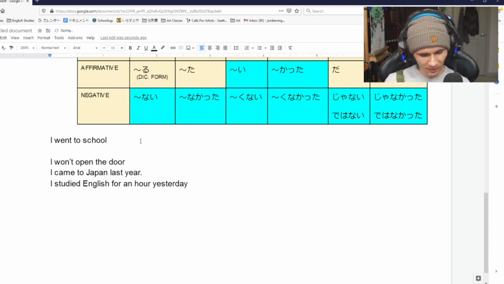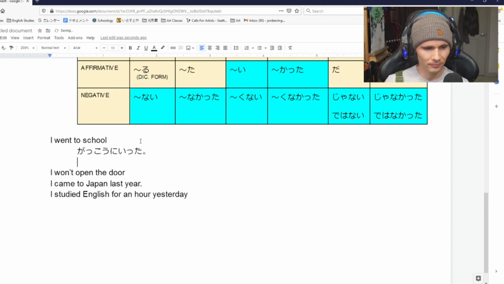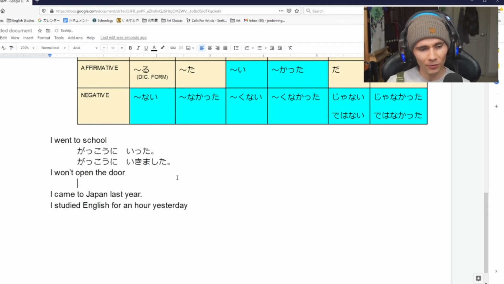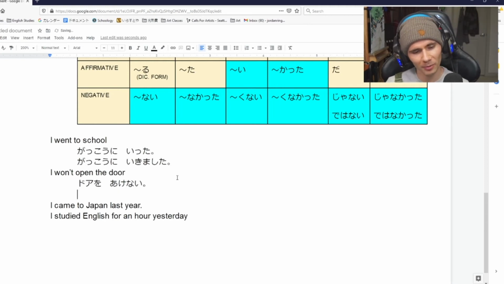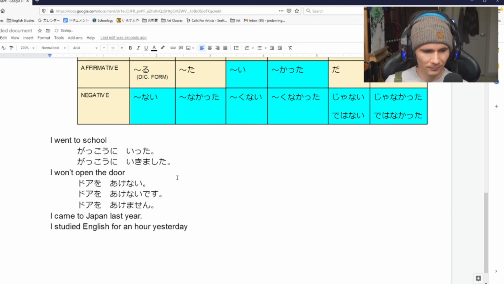Okay. So we'll do short form first. 学校に行った。I'm gonna leave out the I part. Let's just talk with the understanding that I is implied based on the context, okay? So 学校に行った。学校に来ました。I went to school in polite form. Okay, now short form for I won't open the door would be ドアを開けない。And then I won't open the door, long form or polite form, ドアを開けません。And then that in between form which uses desu, ドアを開けないです。Okay.